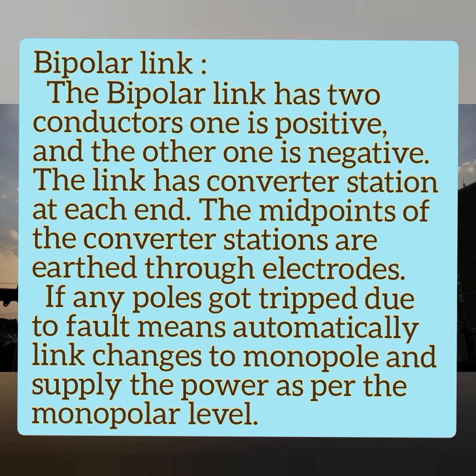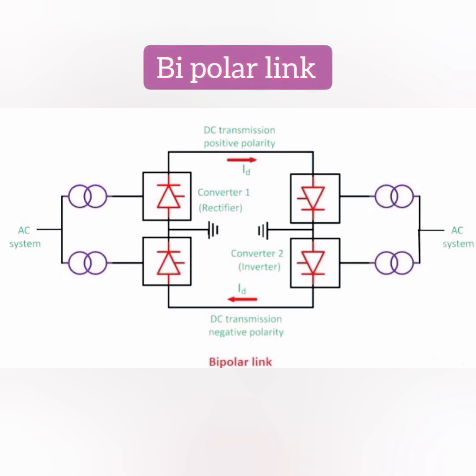So in this way we can have a continuous power flow, and whenever there is an interruption in one link, the other link can be used independently. So this is your bipole link overview structure.